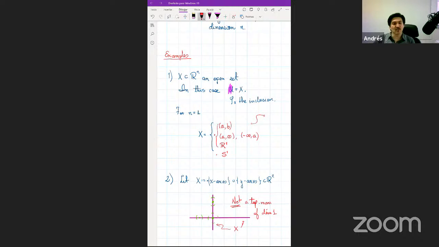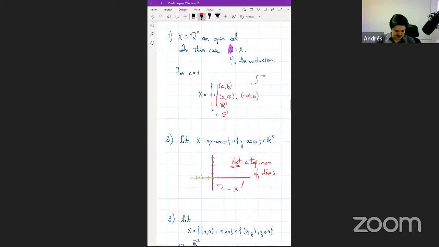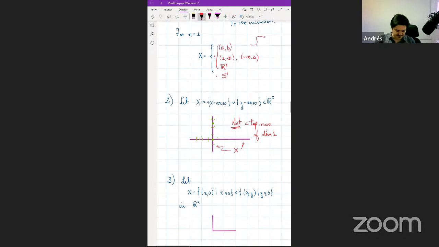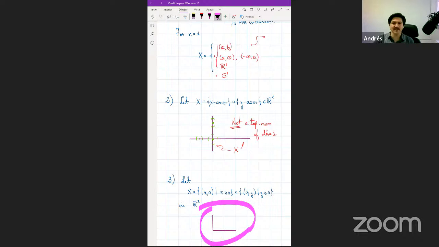And the only trouble is the origin. Because locally, it doesn't look like an open interval of R1. Now, the third example is this one. Same question. Is this a topological manifold of dimension 1?